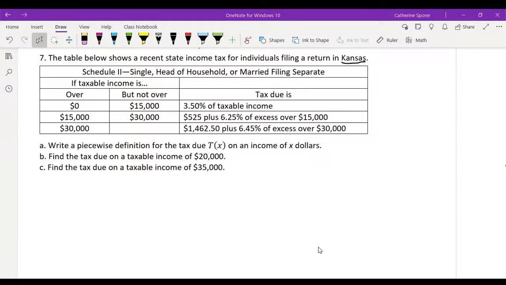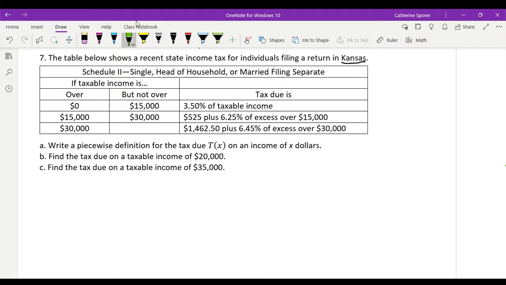This is an example of writing a piecewise function for a tax example. So this table shows the state income tax for individuals filing a return in Kansas for their income tax. And the amount of tax is determined by where the income falls.